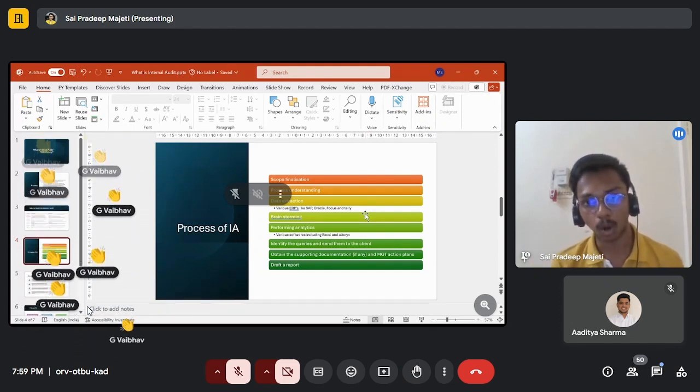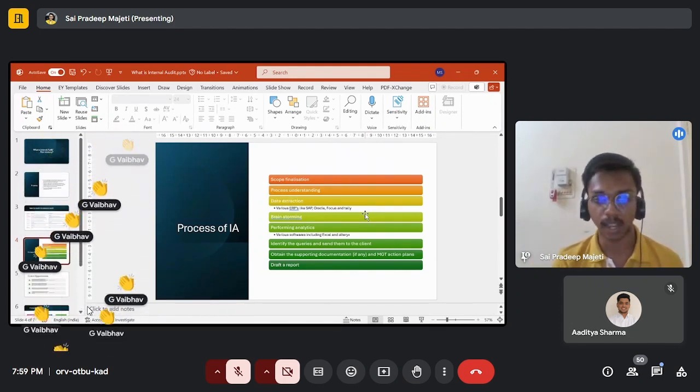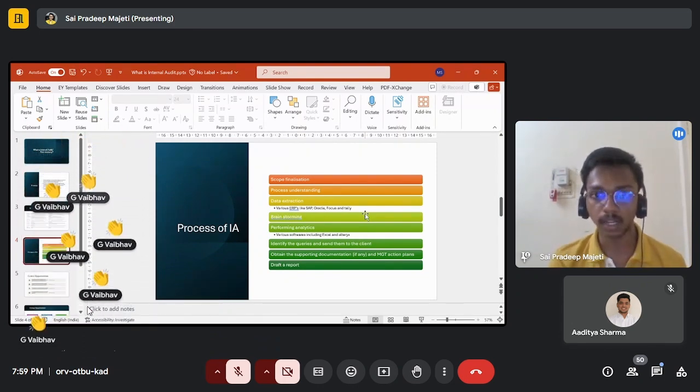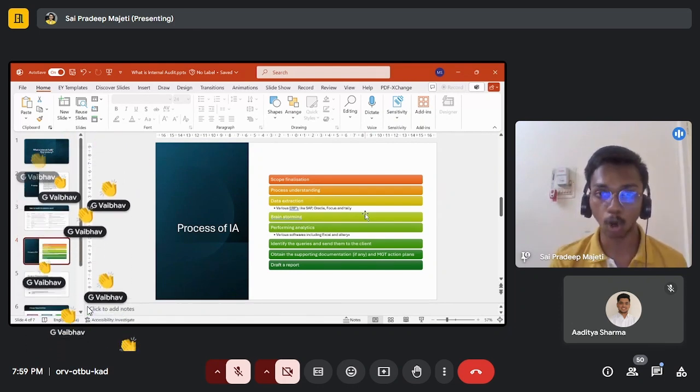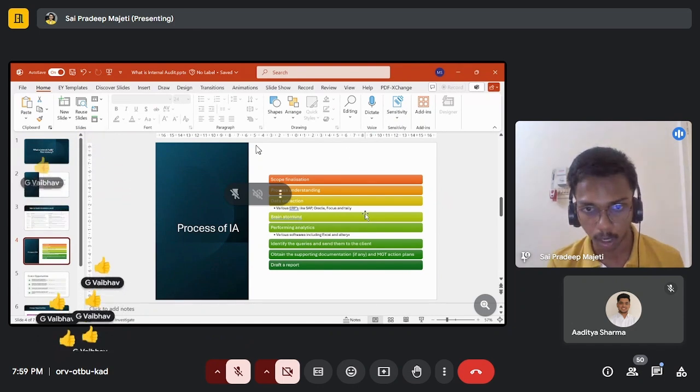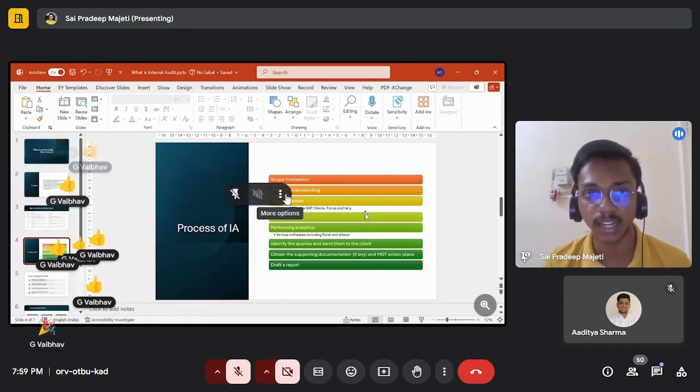However, these are modified based upon the ERPs and the circumstances of a particular company. So this is very much important. So the whole audit is based on this. So this process understanding is very much crucial in this internal audit. And the third step comes to data extraction.